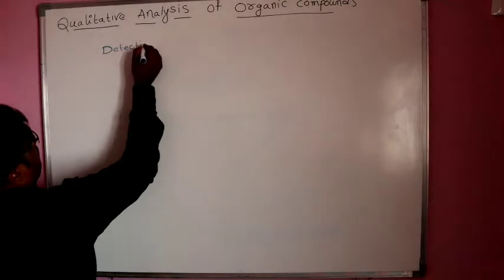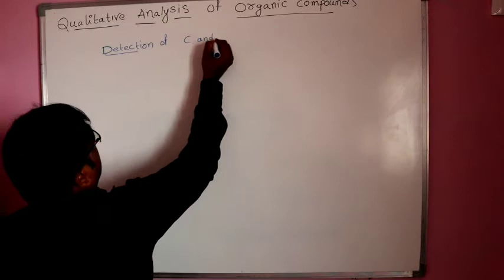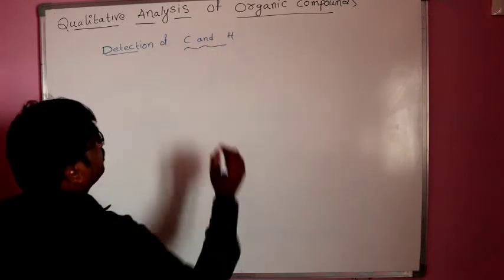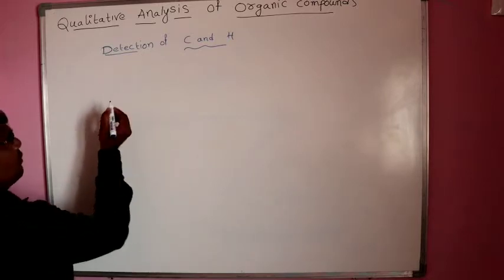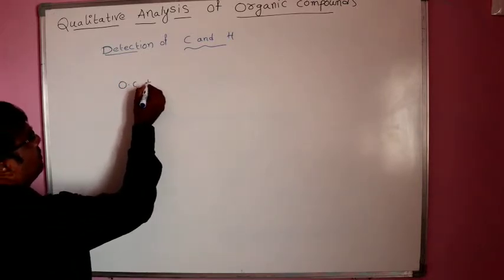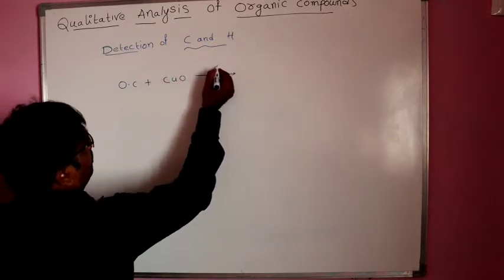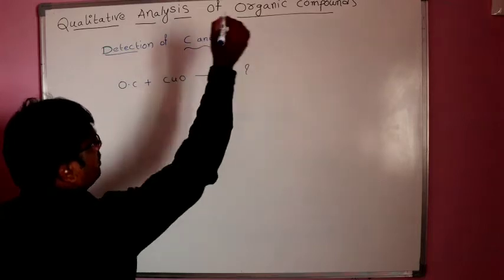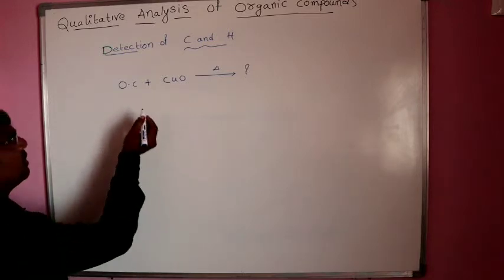How are we going to identify the presence of carbon and hydrogen? Let us see. So very simple it is. Whenever an organic compound is heated with copper oxide, we can identify the presence of carbon and hydrogen. How can we identify? Let us see.